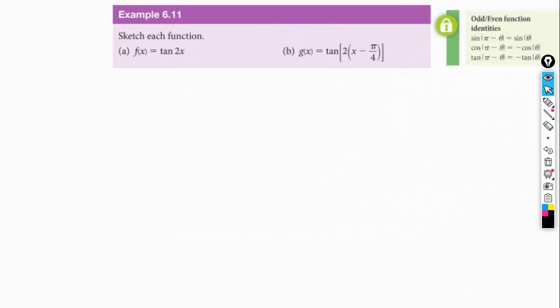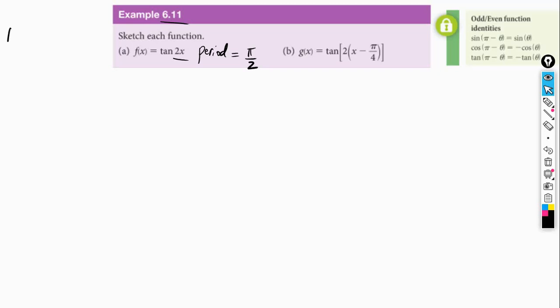So now we have example 6.11, which will be the last one on this video. It says, sketch each function. Letter A, f of x is equal to tangent of 2x. So remember that whenever you have a number multiplying x, this is going to affect the period. And the period will equal, in this case for tangent, pi divided by b. So pi halves. So all we have to do is adjust the period for tangent. And instead of having a period of pi, we are going to have a period of pi halves.